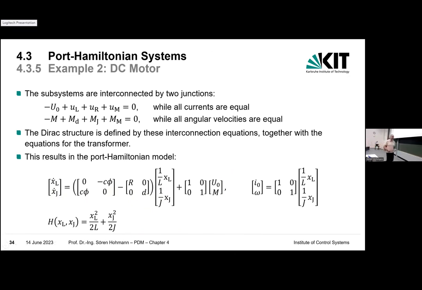What is different to what we've seen before? It's obviously more than just the Dirac structure, because we see here the resistive elements also, which are entering this story.